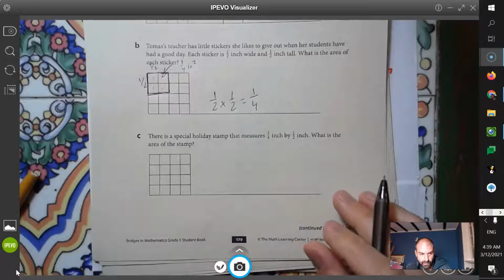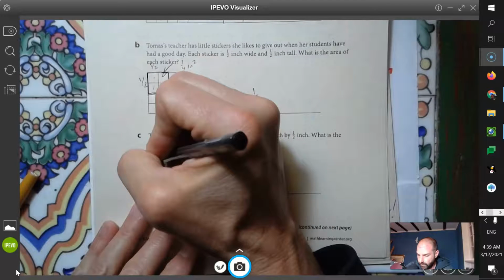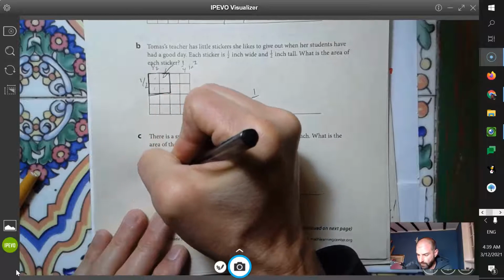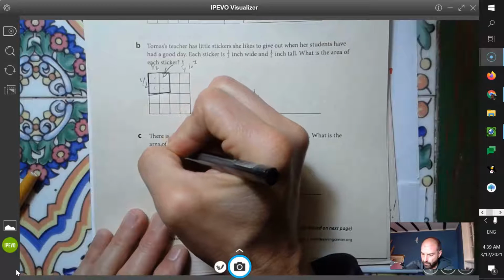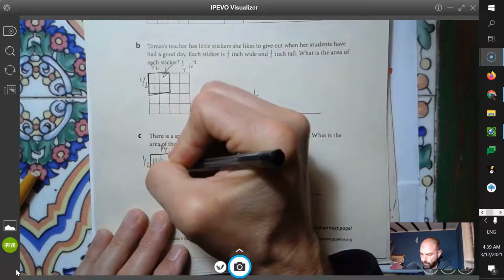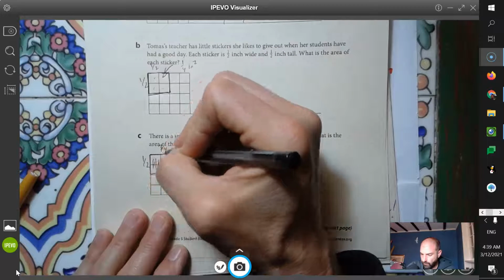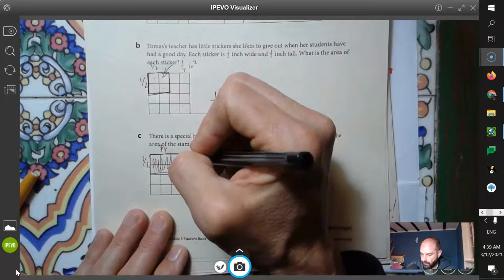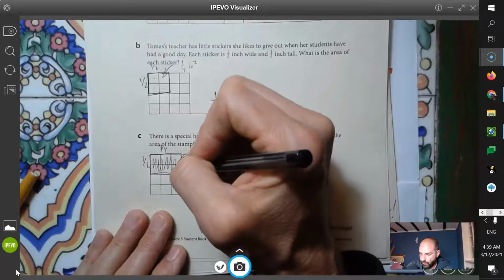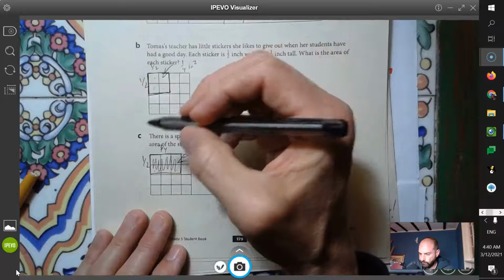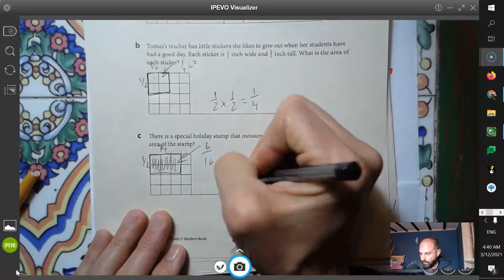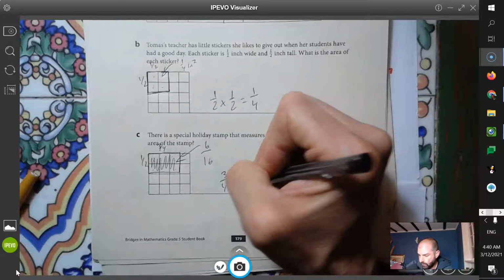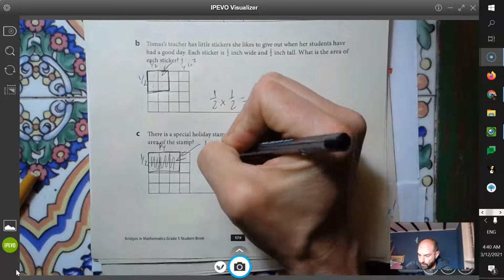All right, there's a special holiday stamp that measures 3/4 inch by 1/2 inch. What is the area of the stamp? So if I have 3/4 inches by 1/2, I'm going to complete my rectangle here. So we have 3/4 by 1/2. There's my stamp. And that area is 1, 2, 3, 4, 5, 6 out of 16. Oh, hold on a second. 1, 2, 3, 4. Did I do this right? 6 out of 16. Well, the reason I'm kind of stopping here is I know that 1/2 of 3/4 would probably be something over 8. I can simplify that to 3/8. Right? So that is inches squared.